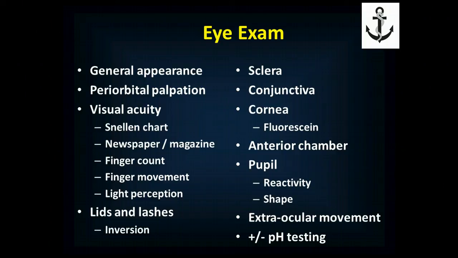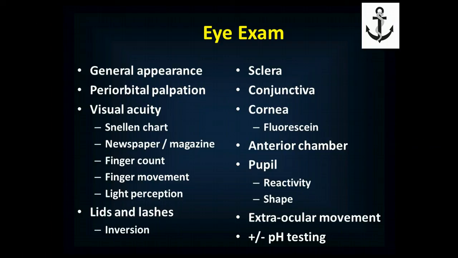And then you're going to use fluorescein, which is a pretty harmless yellow dye that lights up under black light, but you can see it pretty well under regular light. And you put just a little bit on the lower lid, you have them blink, and you see if that dye gets uptaken anywhere. And if it does, that's a sign of an injury.